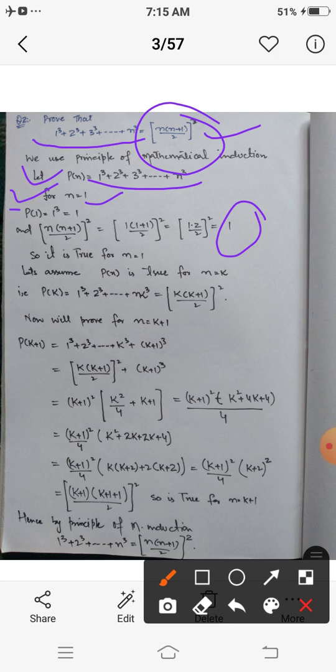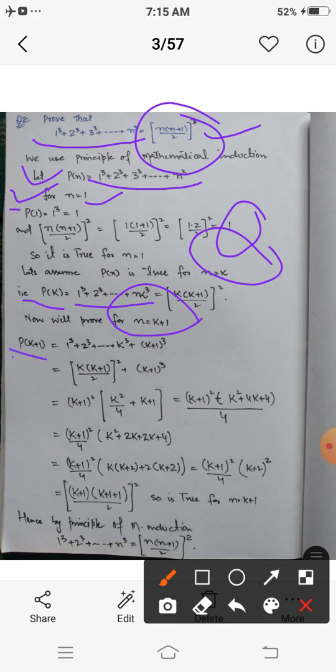Now let us assume that this statement p of n is true for n equals to k. This means that p of k, which is the sum of the first k cubes, it is 1 cube, 2 cube up to k cube, is simply k into k plus 1 upon 2 whole square. Now we shall prove here this result for n equals to k plus 1.